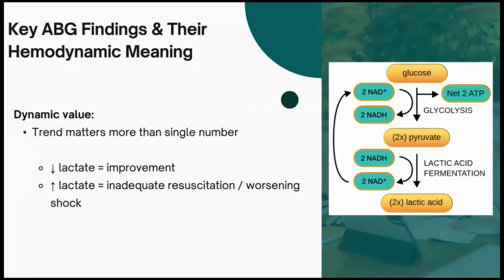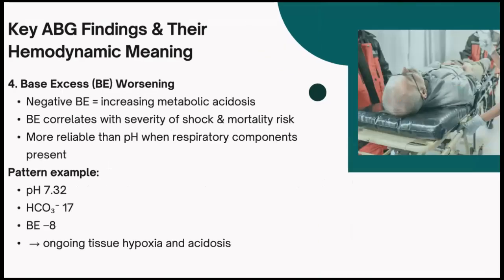And also there are other findings. If you see an improvement, you will see the lactates dropping. That is an indicator that your perfusion is restoring. And the next parameter is the base excess. If there is a negative base excess on the blood gas, that means there is increasing metabolic acidosis. So your bases are getting more and more depleted.